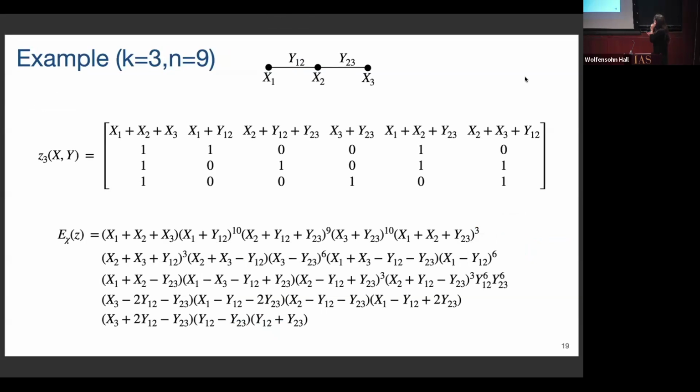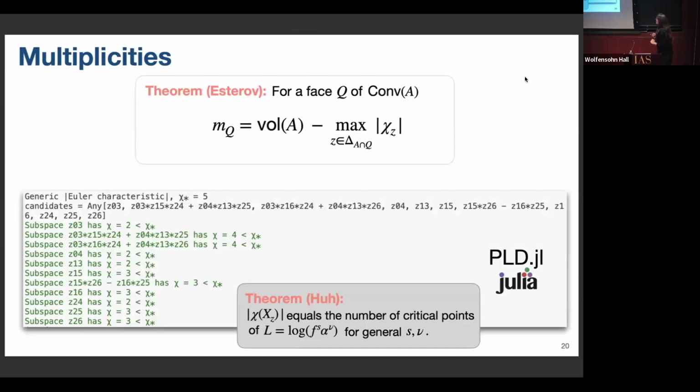This is the slightly more interesting example. That was the 3-site chain. The matrix is much bigger. And these are the factors of the polynomial defining the Euler discriminant in this case. So what I observed about the exponents in the previous example is actually a general fact. This is a theorem due to Esterov that if you take a face of the convex hull of the matrix A, then the multiplicity can be computed as the difference between the volume, so the generic value of the Euler characteristic, and the generic value of the Euler characteristic on that face.